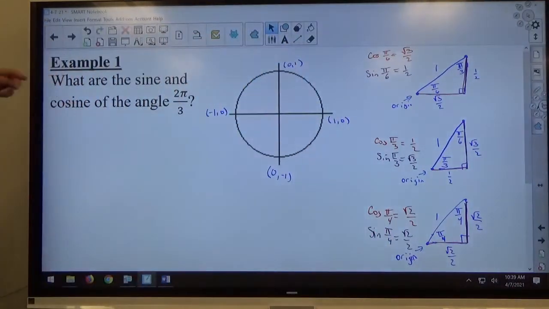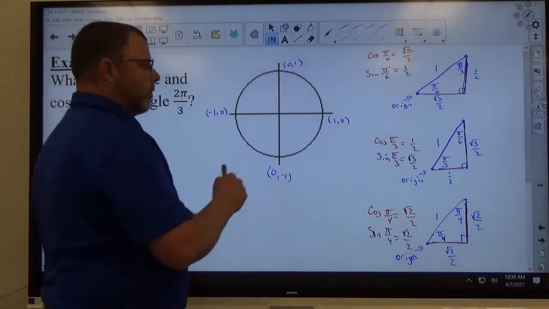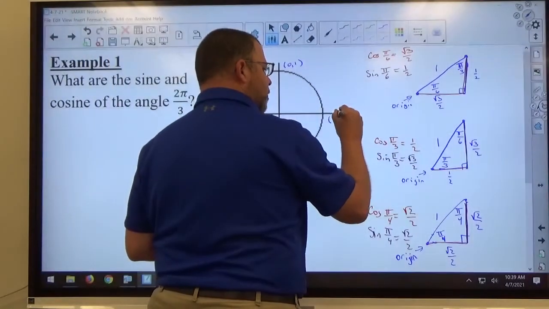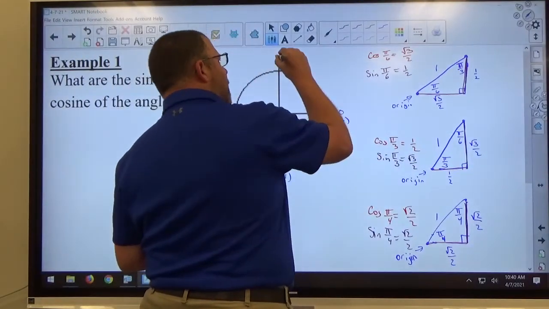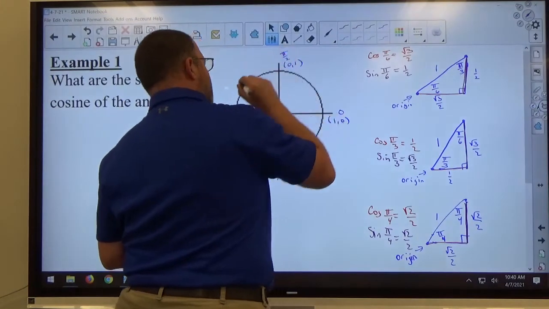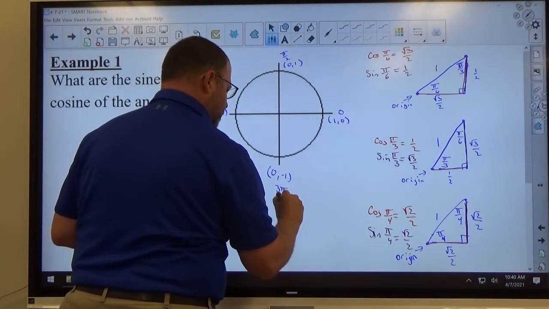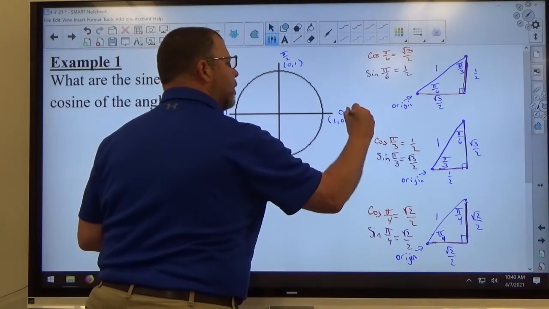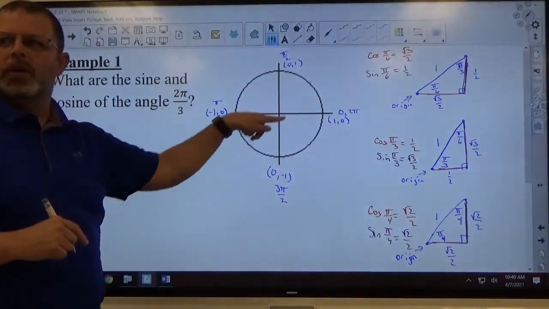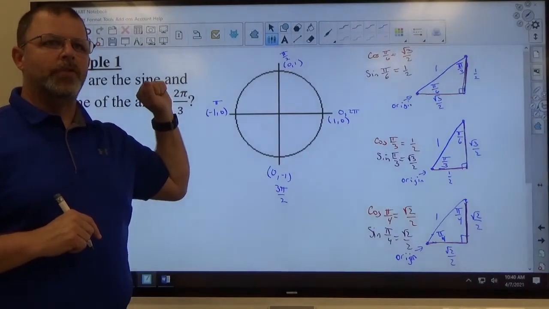Our task is to find the sine and cosine of this angle. So what I need to do is draw that angle on the unit circle in standard form. Recall your unit circle has 0 radians, pi over 2 radians, pi radians, 3 pi over 2 radians, and 2 pi radians. All right, so that's one trip around the circle. 2 pi radians is one trip around the circle.